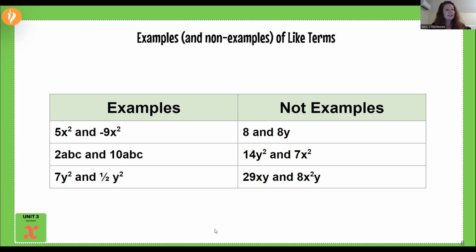And over here we see non-examples. So 8 is not like 8y because this one doesn't have the variable. 14y squared and 7x squared are not like terms because the variables are different. And both of these have x and y, but the x here has an exponent of 2 and this one does not. So these are not like terms.